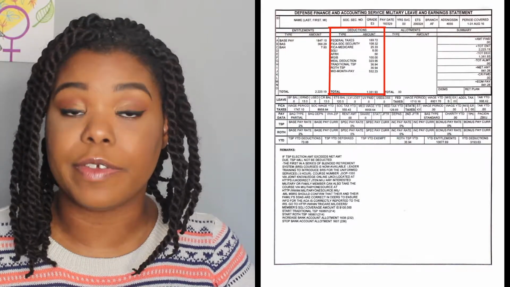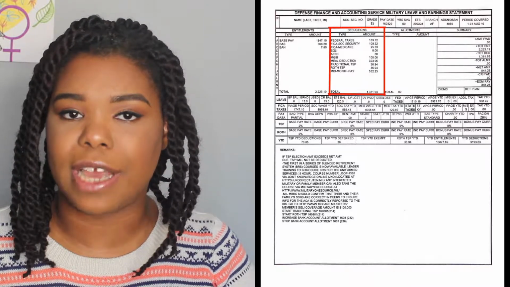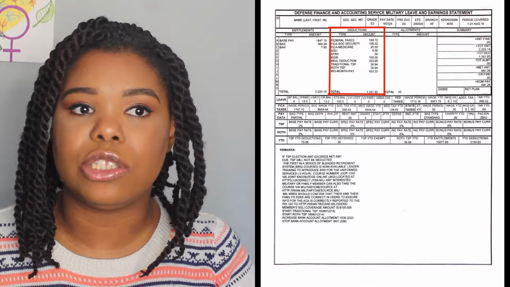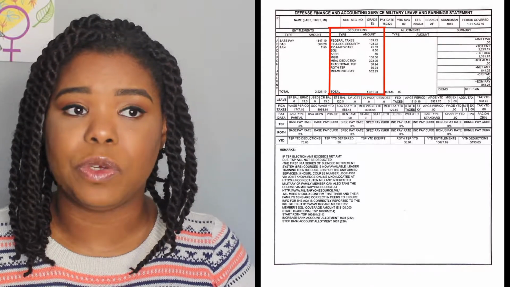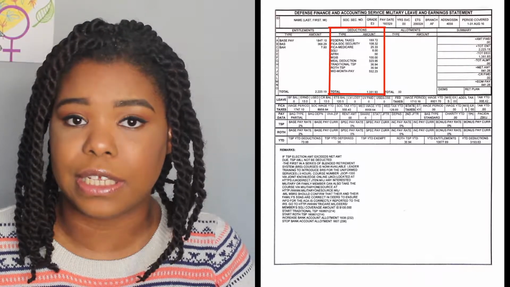The next part of your pay data section is your deductions. This is where you see your taxes, your life insurance, your TSP, your Air Force retirement home deduction if you are enlisted.